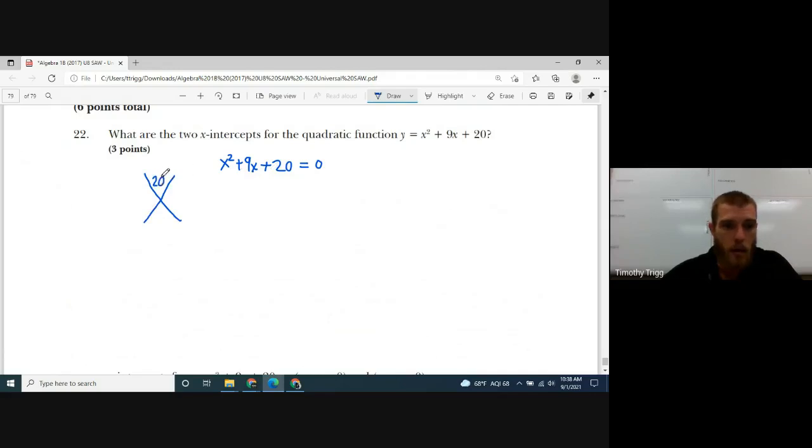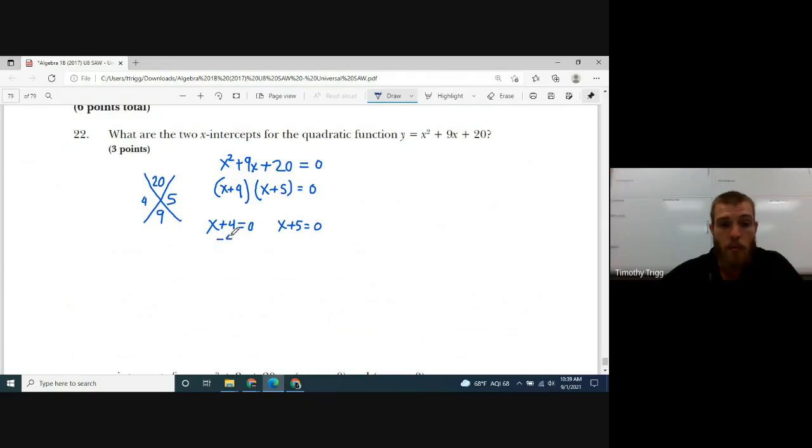So to factor it, and I think we've done this one already, right? 20 on top, 9 on the bottom. What two things multiply to give me 20 and add up to give me 9? Well, 4 and 5. So this factors as x plus 4 times x plus 5 equals 0. Again, finding the x-intercepts, we just set each equation equal to 0. So x plus 4 equals 0, and then x plus 5 equals 0.